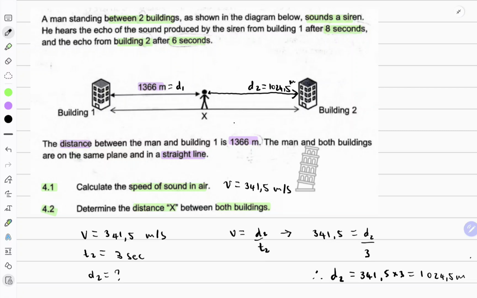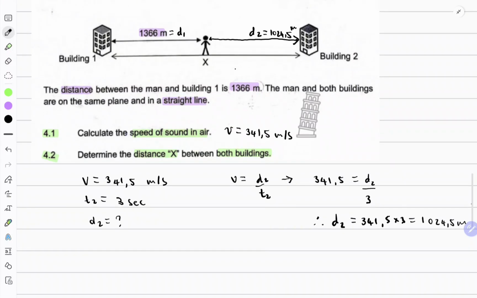So now we can find X. X therefore is equal to D1 plus D2, which is equal to D1, 1366 meters, plus 1024.5 meters, and this is equal to 2390.5 meters.